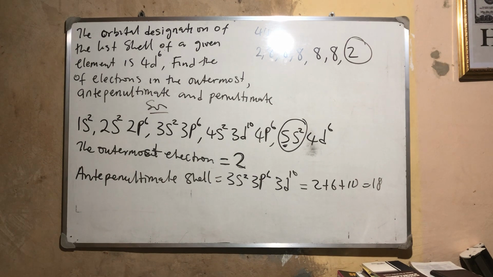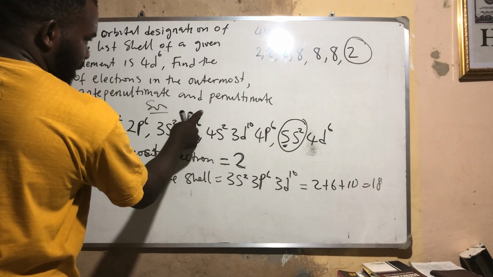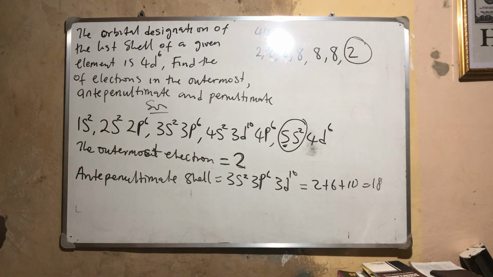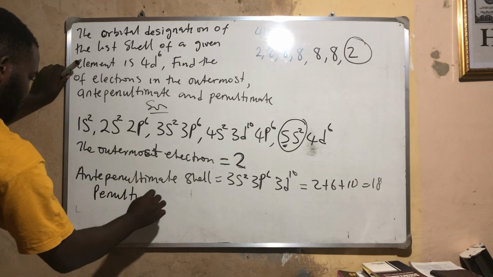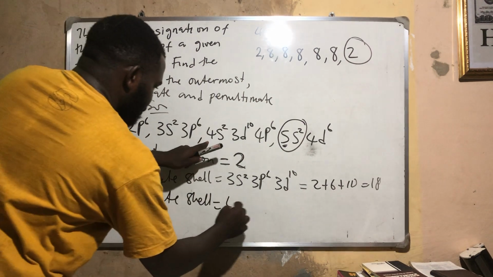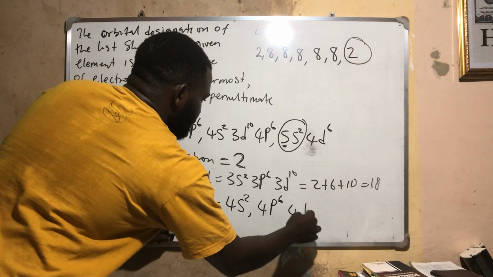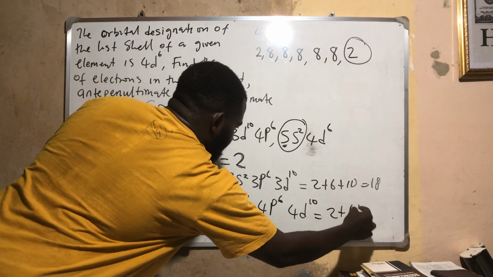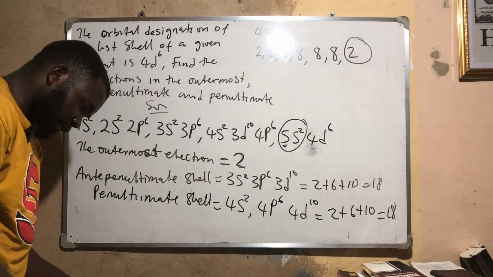Now, the anti-penultimate is gotten from all the 3s. So we have 3s2, 3p6, and 3d10, and the total is 18. But the penultimate are now all the 4s. The penultimate shell is now what? The first 4 I'm seeing is 4s2, 4p6, and what? 4d10. So I'm having 2 plus 6 plus 10, which is 18.